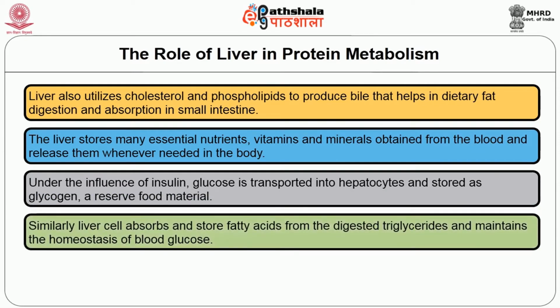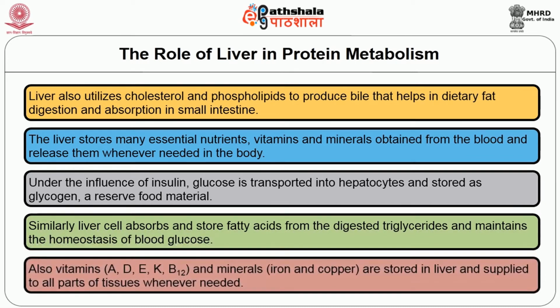Similarly, liver cells absorb and store fatty acids from the digested triglycerides and maintain the homeostasis of blood glucose. Also, vitamins B12, A, D, E, K and minerals such as iron and copper are stored in the liver and supplied to all parts of tissues whenever needed.